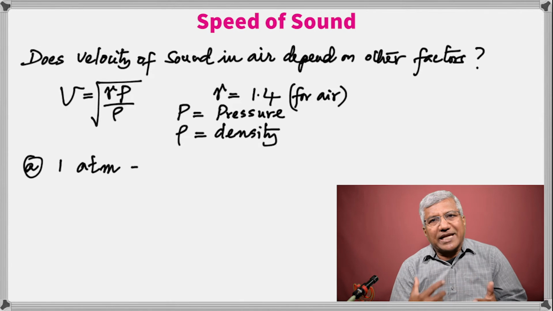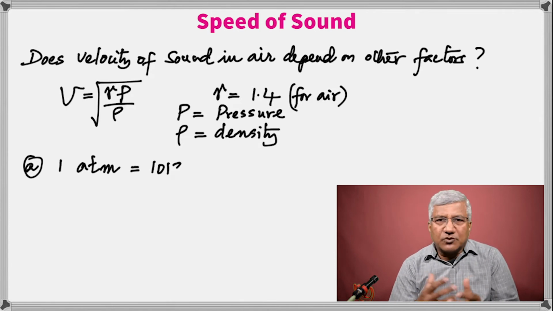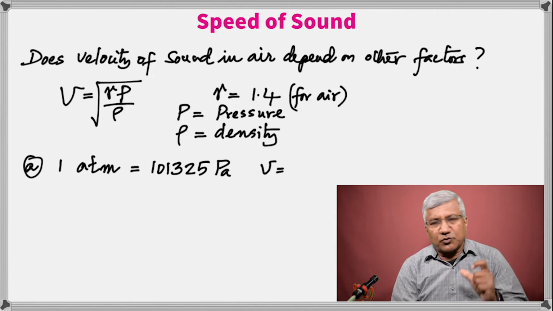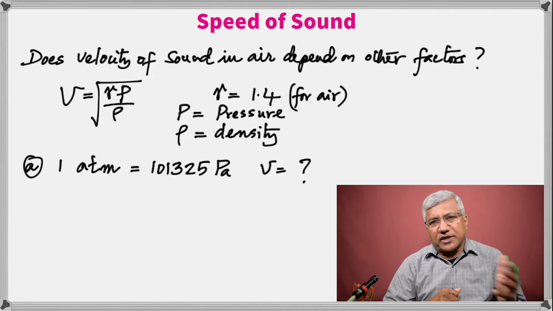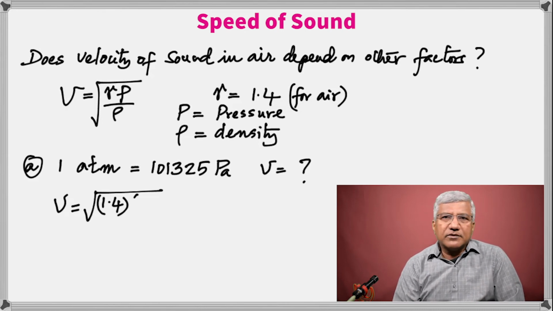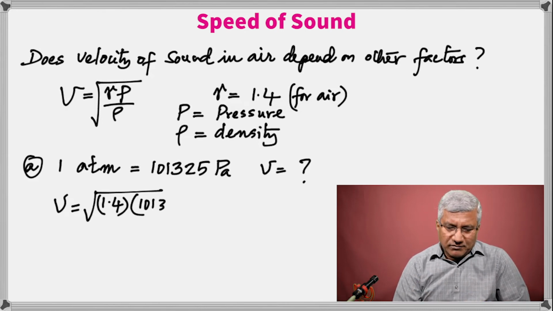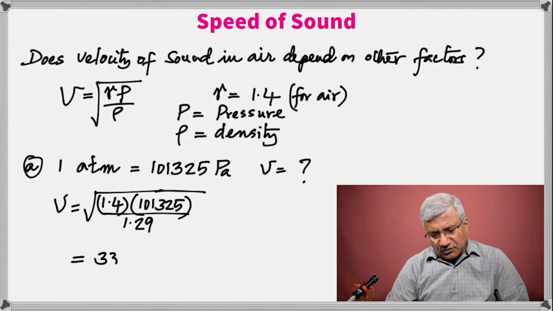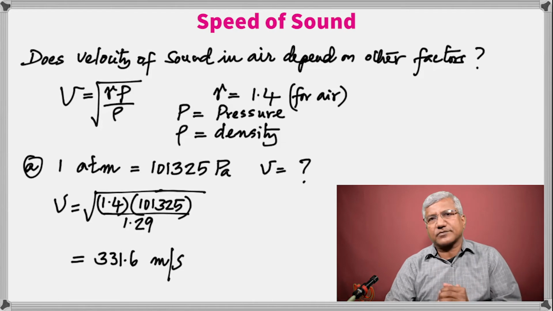And so at 1 atm, which is actually 101,325 pascals, let's find the speed of sound in air. We have to know that the density of air is 1.29. And so we have gamma, we have the pressure, divided by the density, and that comes out to be 331.6 meters per second.